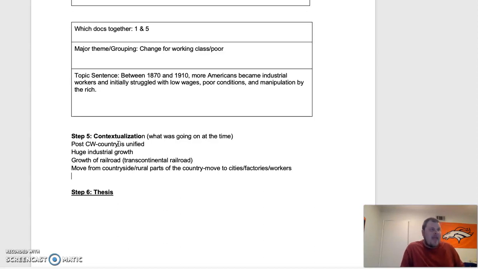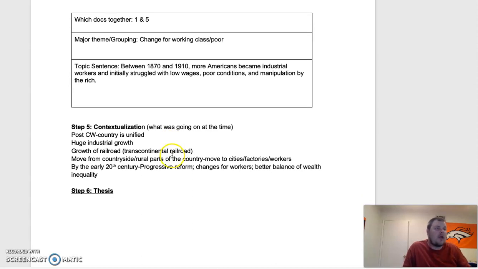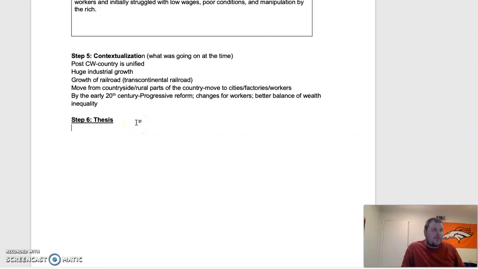And then maybe at the end of this, and this would really show good complex understanding, and definitely could be part of contextualization as well, is that by the early 20th century, we're going to see substantial progressive reform. And we're going to see changes. So maybe I want to include that in the conclusion. Maybe talk about that a little bit more. For workers, better balance of wealth inequality. But at this point in time, that's not really what we're seeing, and that's not really what the documents are talking about. So the last thing I'll wrap up then is with the thesis.